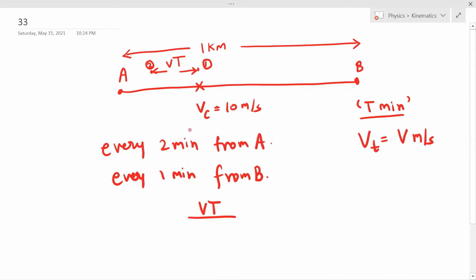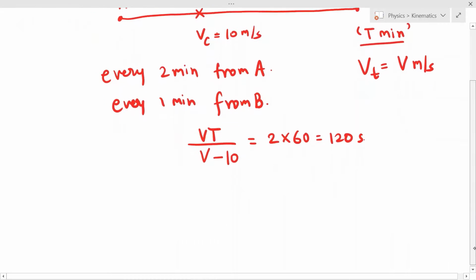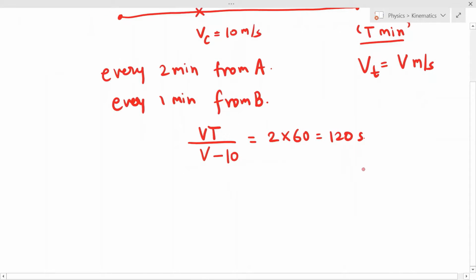So with respect to the cyclist, what is the velocity of the cab? The velocity of the cab will be V minus 10. Assume that the right direction is positive and the left direction is negative. So this is V minus 10, and this is time. This time is 2 minutes, so this will be 2 into 60, which is 120 seconds. So I have got this one formula: Vt upon V minus 10 is 120 seconds.